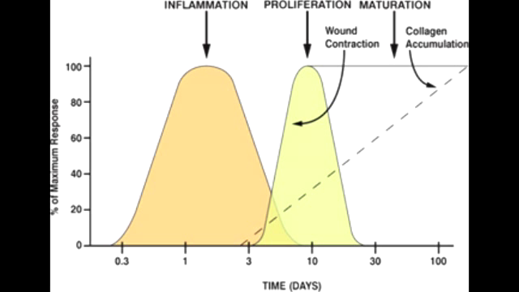What are the mediators of inflammation? The mediators of inflammation are platelets, neutrophils, and macrophages. What are all the mediators of proliferative phase? The mediators that are active in the proliferative phase are the fibroblasts, myofibroblasts, endothelial cells, keratinocytes, and macrophages. What is the mediator of remodeling to form scar tissue? The mediator in remodeling is fibroblasts.